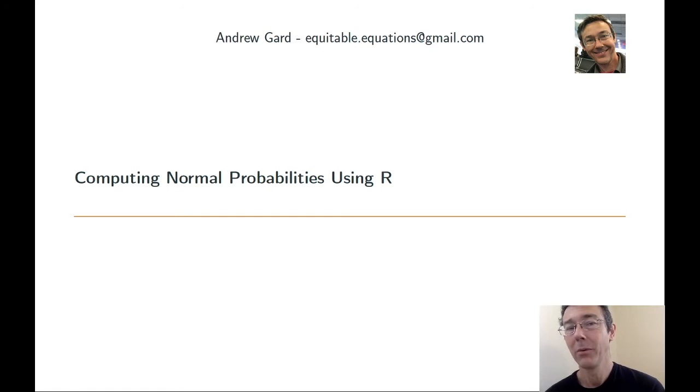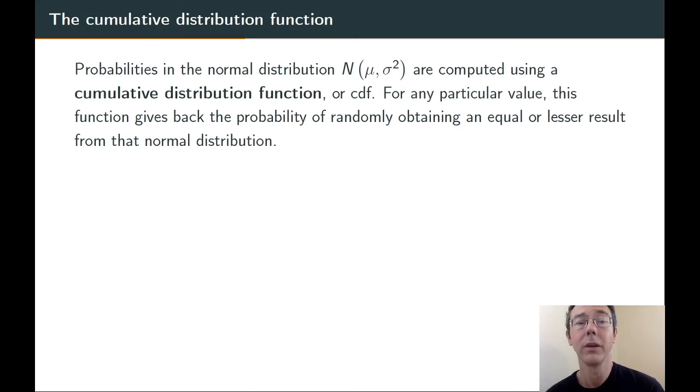Everybody. Today we're computing probabilities in normal distributions using R in RStudio. Normally distributed random variables are continuous, which means it doesn't really make sense to talk about the probability of getting any individual value. Instead, we use a CDF, a cumulative distribution function. You feed this function an x value, and it feeds you back the probability of getting a number less than or equal to that x value just by random chance in that normal distribution.